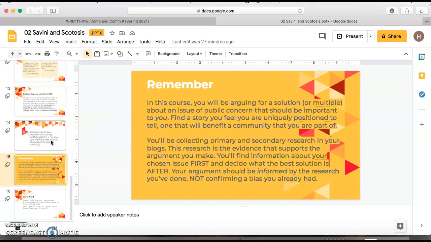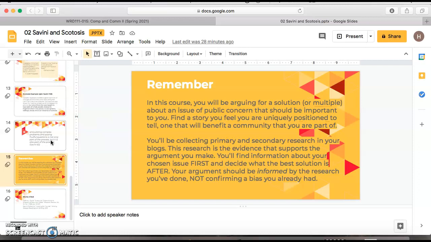But you should find a story or an issue that is close to your heart and one that will benefit a community that you are a part of. And we'll talk maybe next week or the week after about how choosing topics is going to go. But you should ultimately be in a group that's writing about a topic that does matter in some way to you. It'll make your life a lot easier if you end up in a topic that you actually care about.